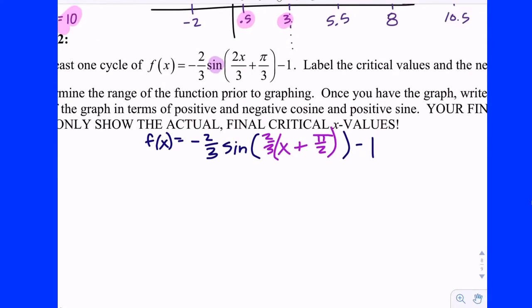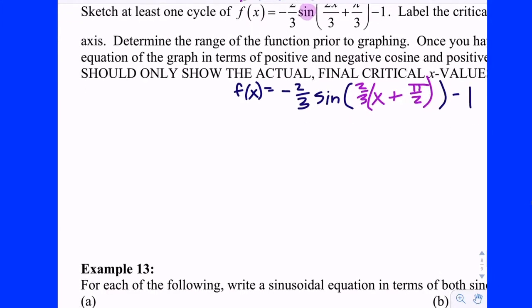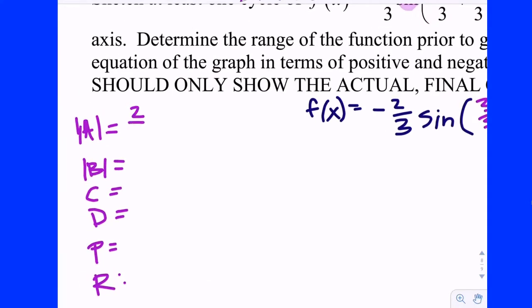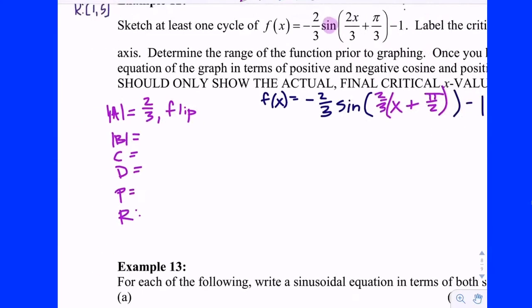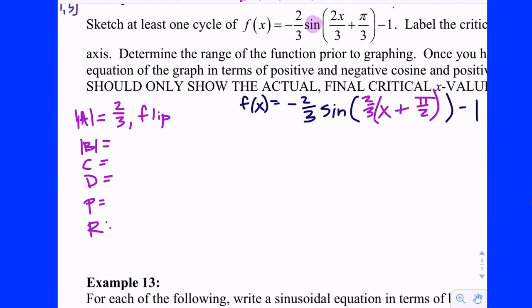Very good. So now that we have that, we can kind of come over here, get our stage notes, the absolute value of A, the absolute value of B, C, D, P, and then R. We get all that going down there so that we can help ourselves sketch the graph. All right, what is the amplitude? 2/3. Now, because it's negative, what note should we put to ourselves? Flip. Good. How many cycles are we going to see between 0 and 2 pi? 2/3. Also good. That's your B value.